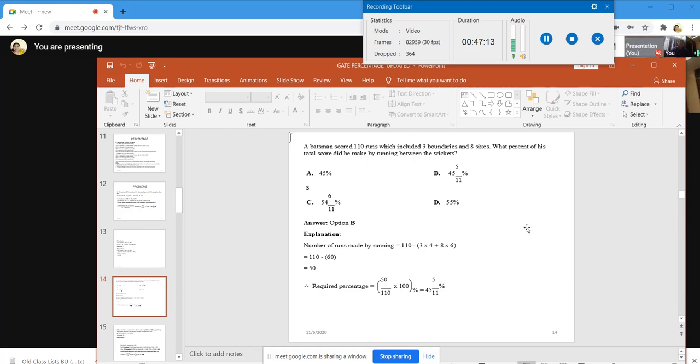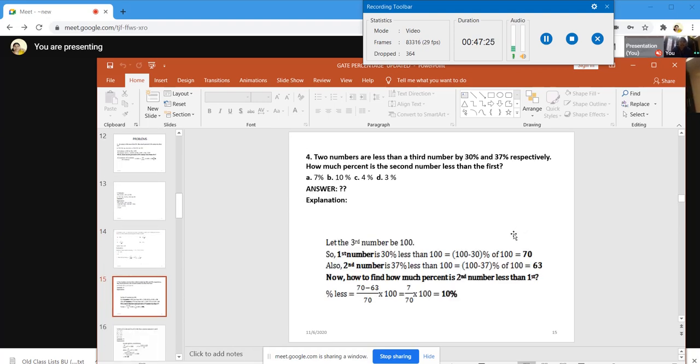Okay. So we need a percentage. Out of 110, 50 runs are taken by running. So 50 by 110 into 100. So we can find the answer. The answer is 45 5 by 11.